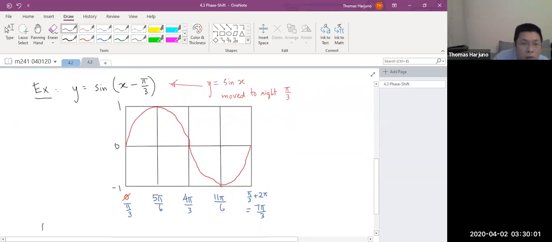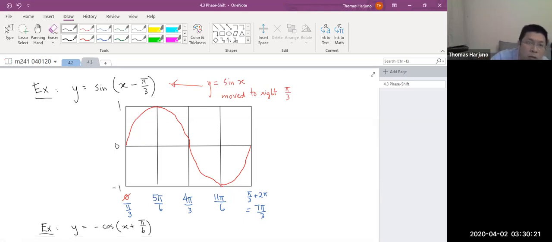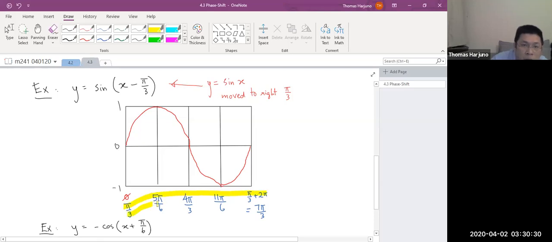Now let me ask you to try, for example, y equals negative cosine of x plus pi over 6. Try to sketch the graph, especially the x values that you have down here. I need you to give me the correct ones. Okay, let me give you 3 minutes maybe.